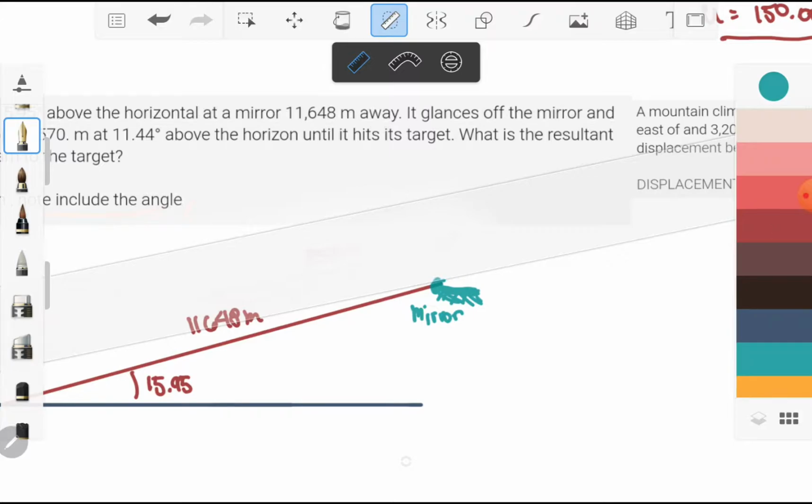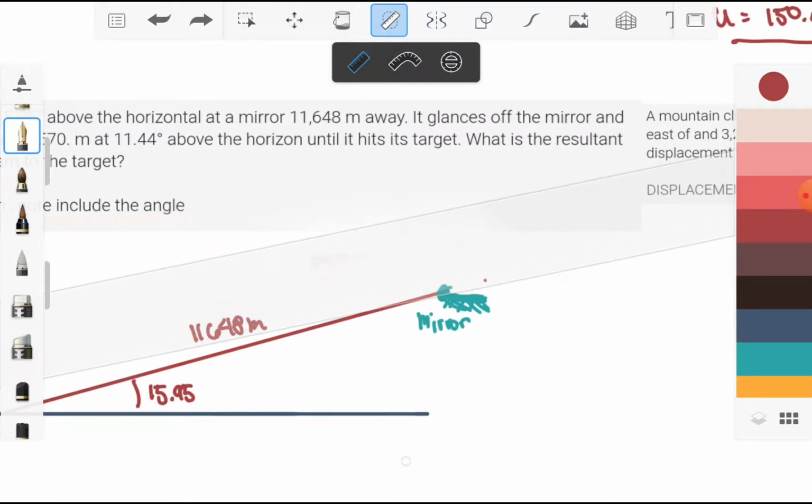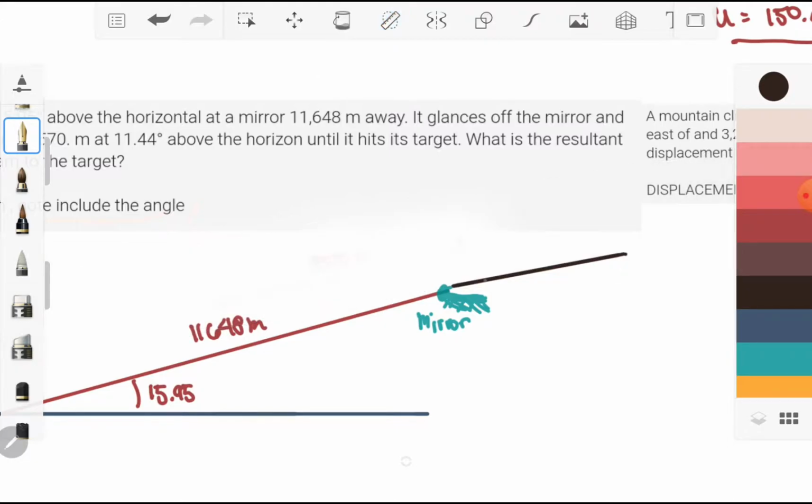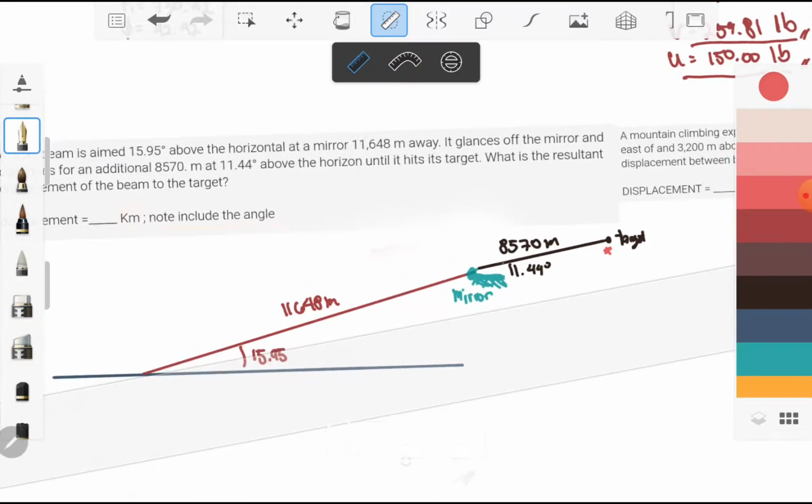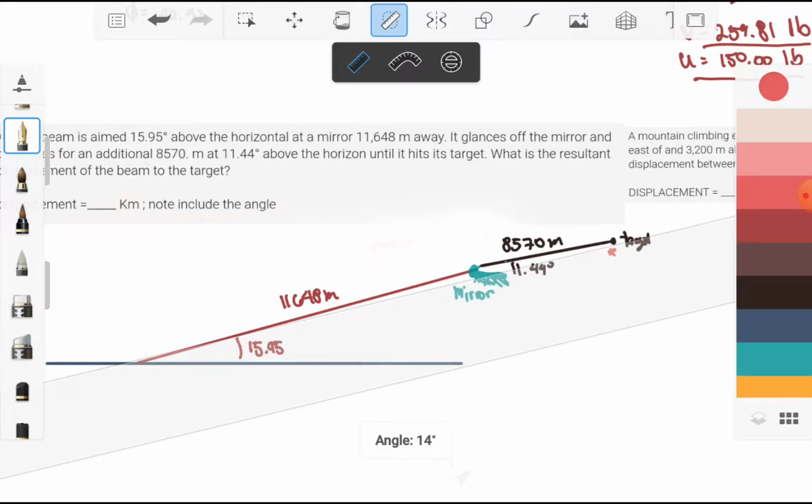Okay, let us use this pen. It looks off, no? So let's exaggerate it a bit. Okay, this is the mirror and this is your target. Take note that it has a displacement of 8,570 meters at an angle of 11.44 degrees. So what is being asked is the displacement of the resultant. So we will get the target. Okay, so how will we do that? By simply connecting our initial position to our final position. This is our initial position and this is our final position.